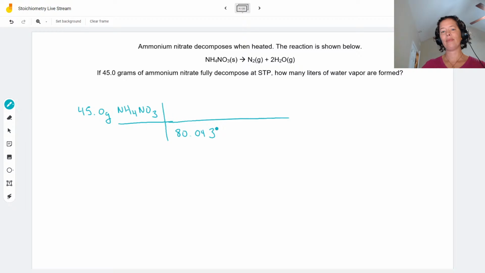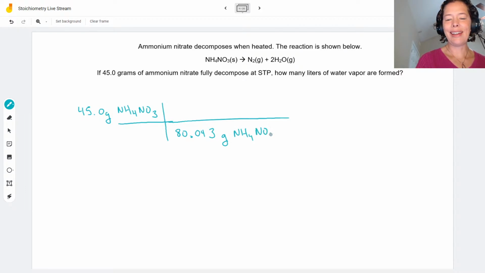80.043. Okay, so let me see if I can fix my audio here. Hopefully this is a little bit better. I've got to find that sweet spot where you guys can hear me, but I'm not blasting. Okay, so this is the molar mass. Sorry, got a little distracted there.